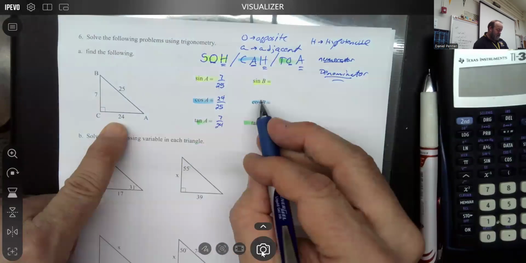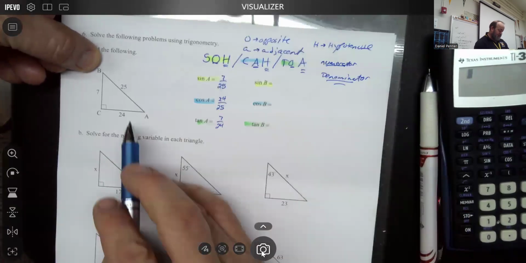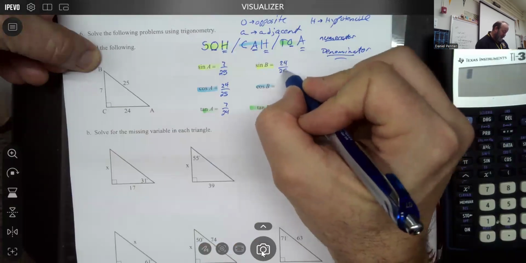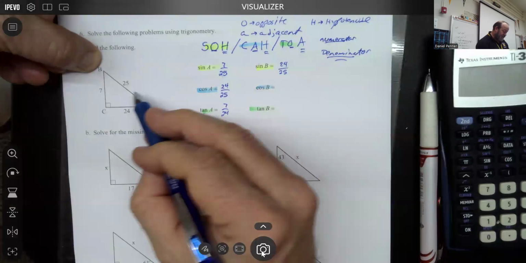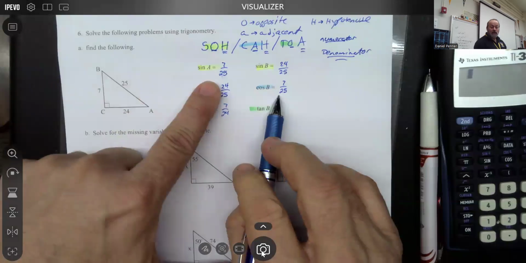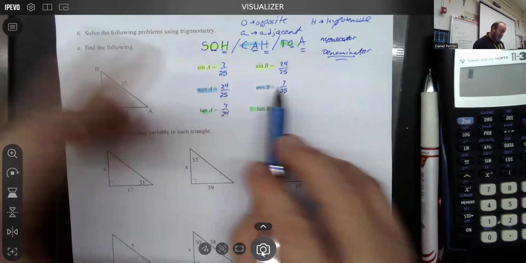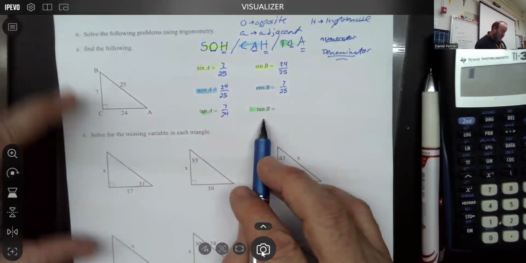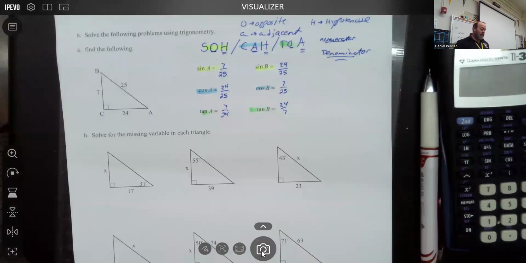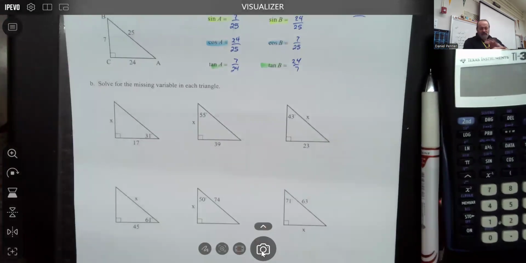Now, if we switch perspectives to B, we're getting the same information just from a different viewpoint. So now the opposite from B is 24. Of course, my hypotenuse remains 25. The adjacent from B is 7. The hypotenuse is still 25. You should notice that the sine of one and the cosine of the other are the same. It's just because we have changed perspectives. That's all. And the tangent of B is 24 over 7. You should again see that these two numbers are simply reciprocals because we have changed where we're standing and what our perspective is. So that kind of gets through the first part.